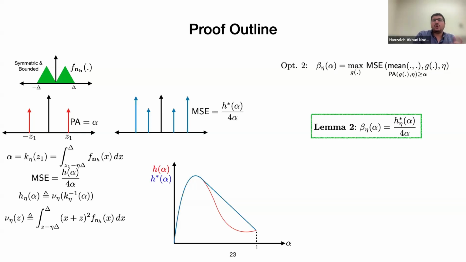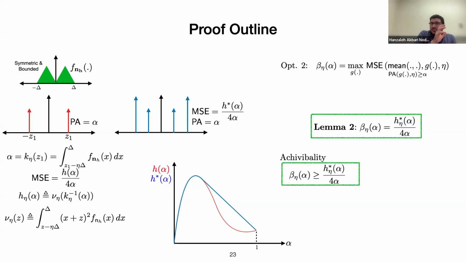In the next step, we show that we can achieve the upper concave envelope of h of alpha by having this class of noises, the blue one, which are symmetric, but instead of outputting just minus Z1 and Z1, we have minus Z2, minus Z1, Z1, and Z2 with some probability. And we will show that by having this class of noise, we can achieve h star of alpha divided by 4 alpha. And the probability of acceptance for this class of noise is also alpha.